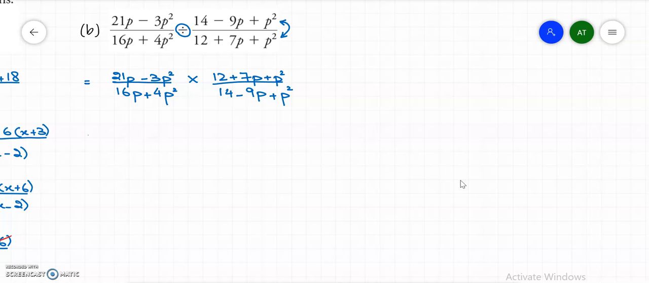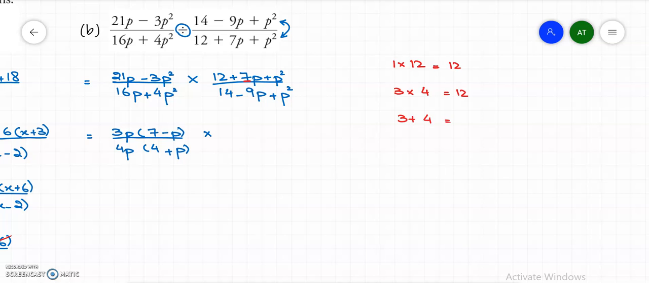Okay, now let's simplify it. Let's take the like terms. 3p is common, so we are left with 7 minus p over, we have 4p common, and we are left with 4 plus p, right? Times, now we have a quadratic expression, so 1 times 12 equals 12, and the middle term must equal 7, and 3 times 4 equals 12, and we know that 3 plus 4 equals 7. So let's break the middle term of the numerator.